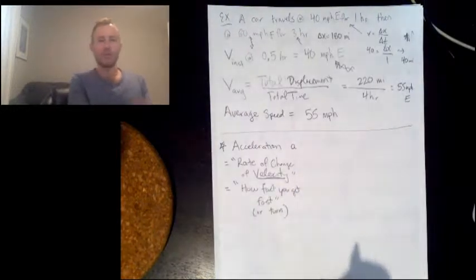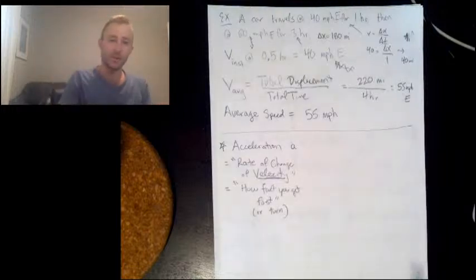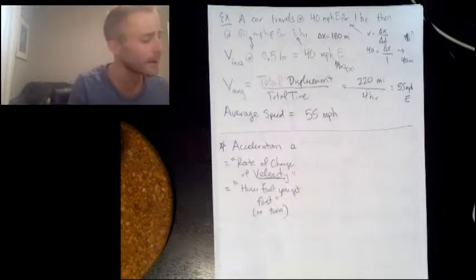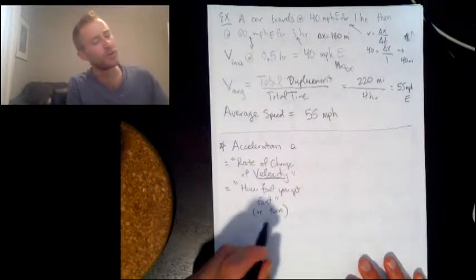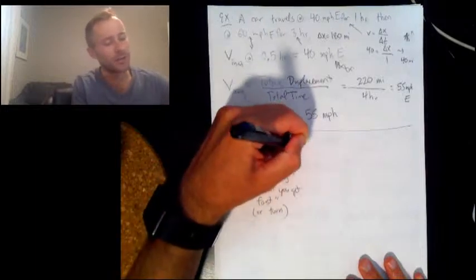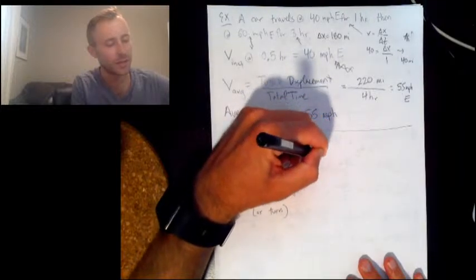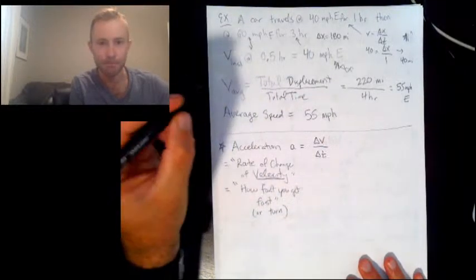If you've ever been in a car and the car has taken a sharp turn and you get flung to one side of the car, that is an example of an acceleration. Okay? So the mathematical definition of acceleration is change in velocity divided by change in time. Okay?